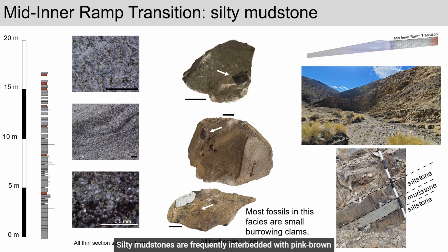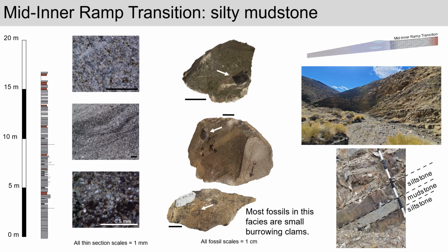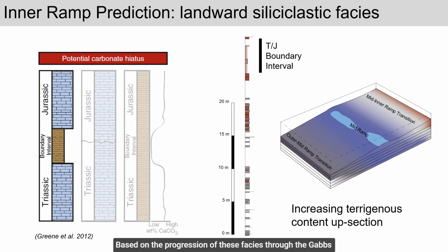Silty mudstones are frequently interbedded with pink-brown terrigenous siltstones near the tops of sections, and the amount of siliciclastic terrigenous material also increases up section, indicating the proximity of the landward terrigenous source. Based on the progression of these facies through the Gabbs Formation, the preserved environments are shallowing upward.